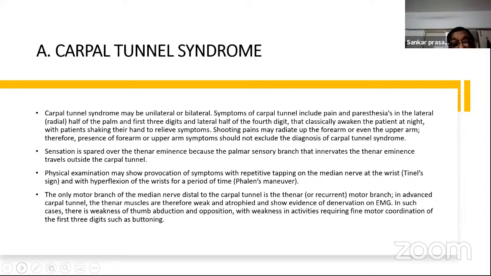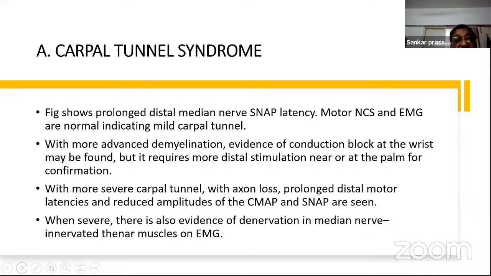What does physical examination show? Provocation of symptoms with repetitive tapping on the median nerve at the wrist, that is Tinel sign, and hyperflexion of the wrist for a period of time, Phalen maneuver. So this we have seen. The motor branch of the median nerve distal to the carpal tunnel is the thenar motor branch. In advanced carpal tunnel only, the thenar muscles are weak and atrophied. But we often see thenar wasting cases. That means our cases are coming after they are far advanced and they are ready for surgery. And in this case, it is carpal tunnel syndrome.